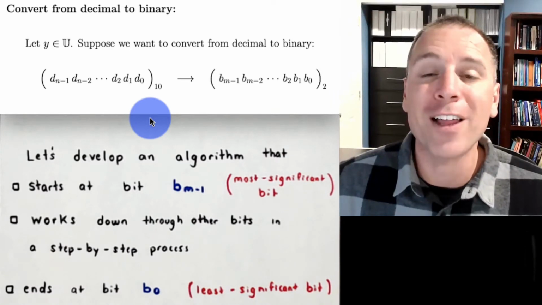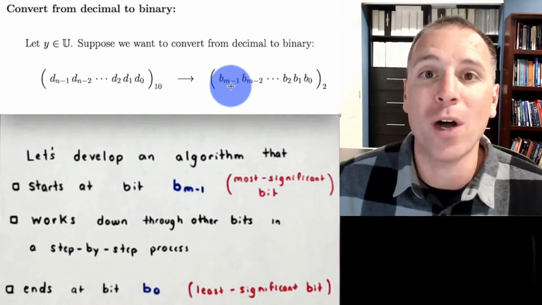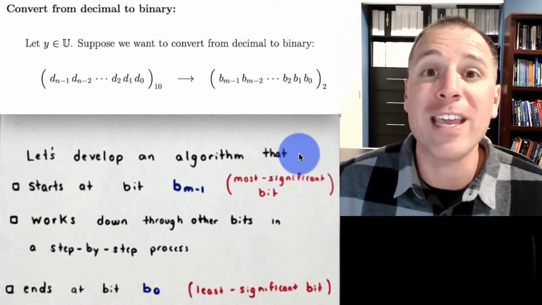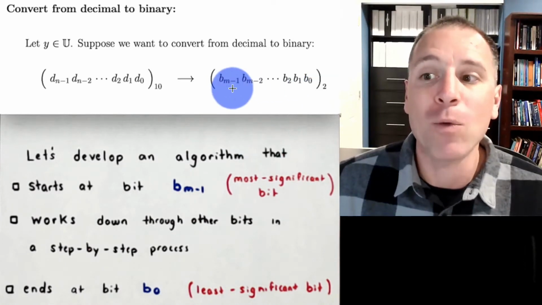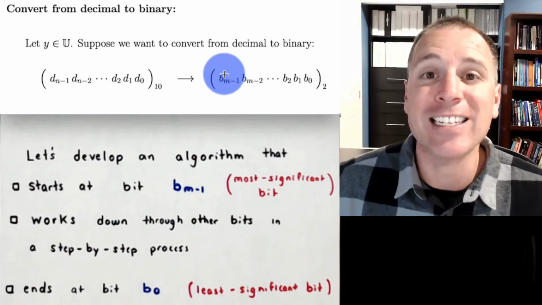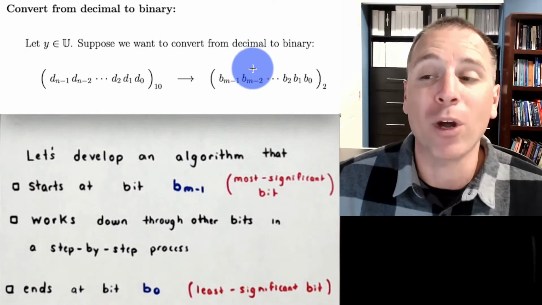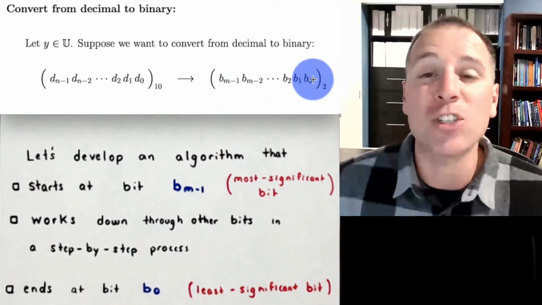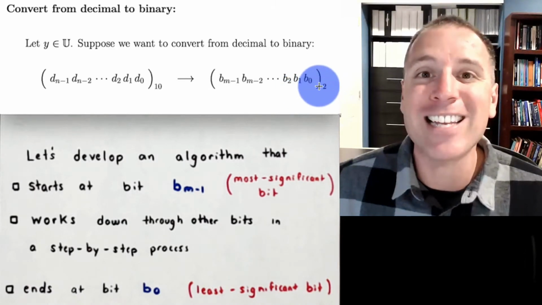The algorithm we develop in this video is going to start with bit b sub m minus 1. We're going to see this called the most significant bit in our binary representation. And then we're going to work down through the other bits step by step. So in the second step of the algorithm, we're going to move down to b sub m minus 2. And we're going to keep going all the way down till we get to the last bit, b sub 0. That is when our algorithm will end. We call that last bit the least significant bit in our representation.